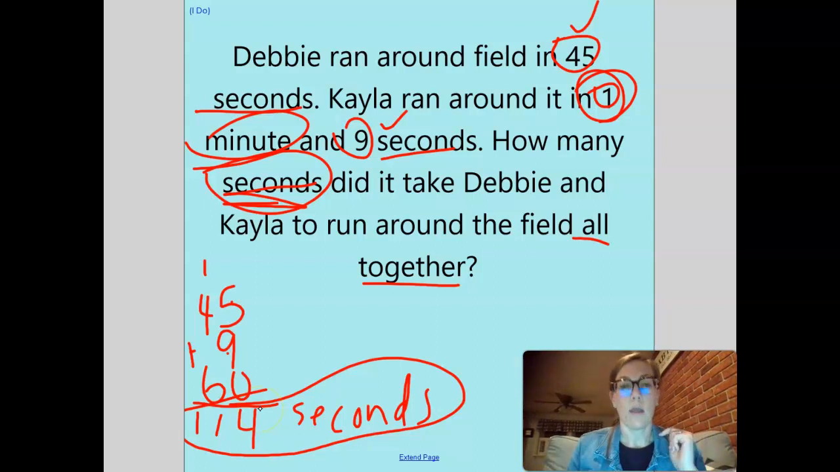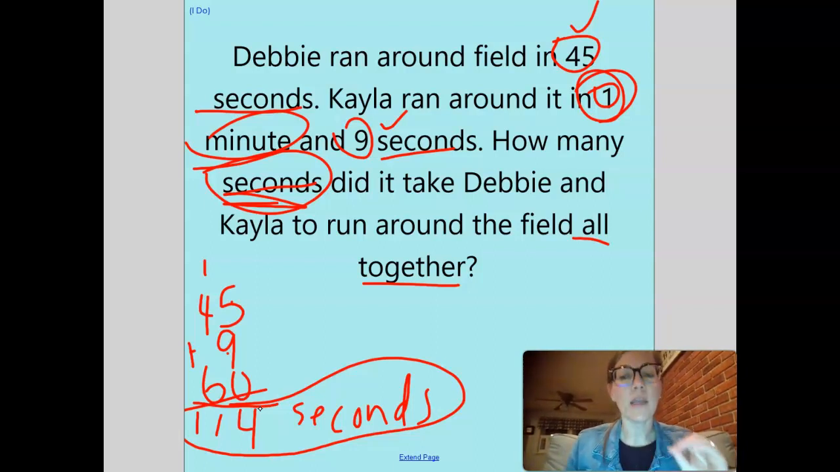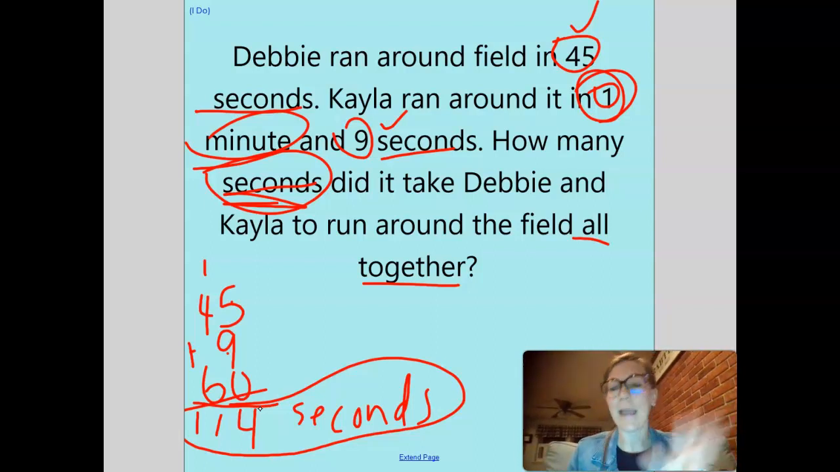Okay, so in this case, what did I do first? I found out what word our answer must be in. What did I do second? I found all the numbers that they're talking about in the problem. What did I do third? I made sure that every number was in the correct time that I need it to be in order to solve. And then finally, I added it together. Here we go. Let's try one together.